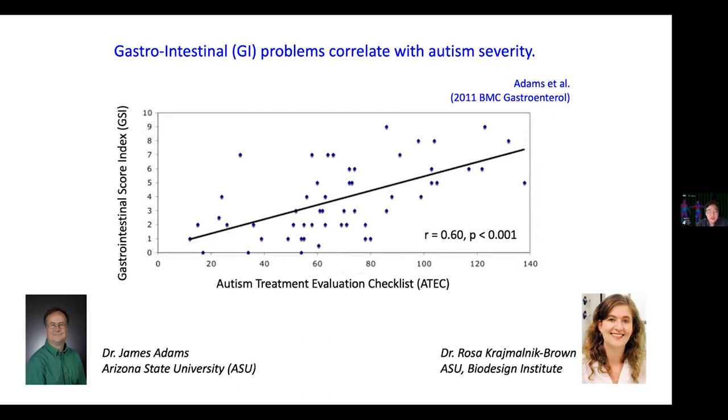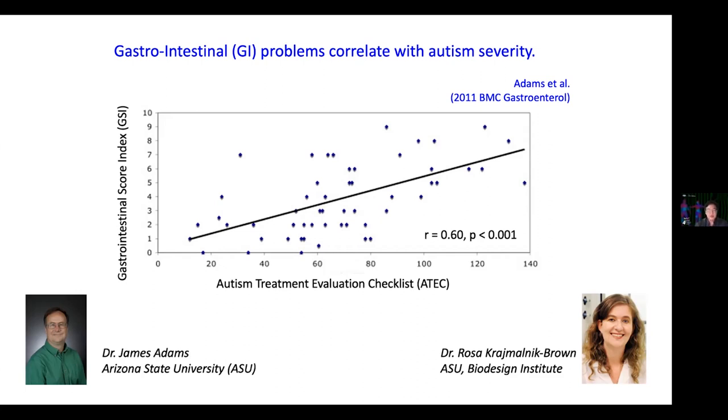As you see in the graph, the y-axis is the score of GI problems, so higher scores mean more GI problems. The x-axis is the severity of the autism symptoms. As you see in the positive correlation here, the children with more behavior symptoms have more GI problems.